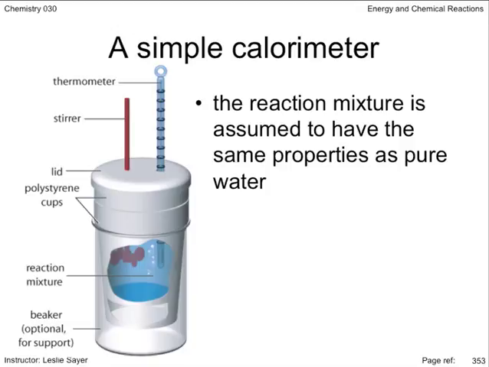The chemical reactions taking place here are typically facilitated by the aqueous environment. Combustion reactions, however, would be unsuitable in a simple calorimeter. In Chemistry 30, we make the assumption that the chemical mixture will still have the same density and specific heat capacity of water, and so needs to be fairly dilute.